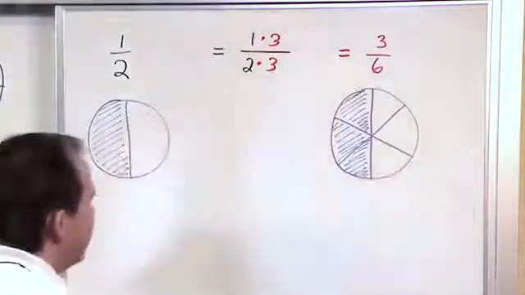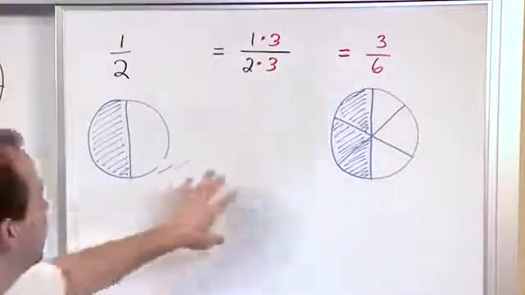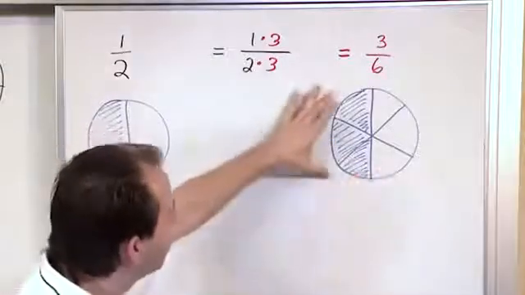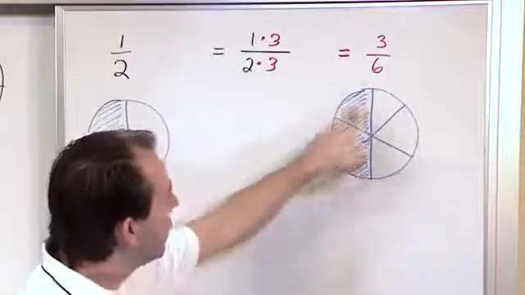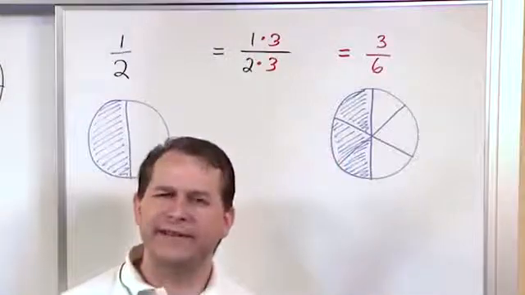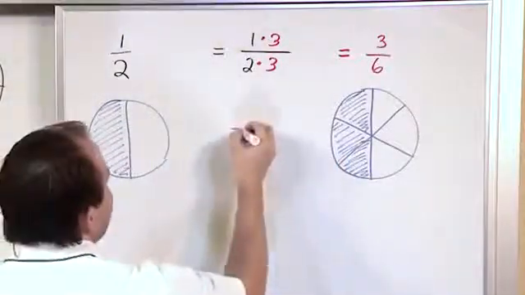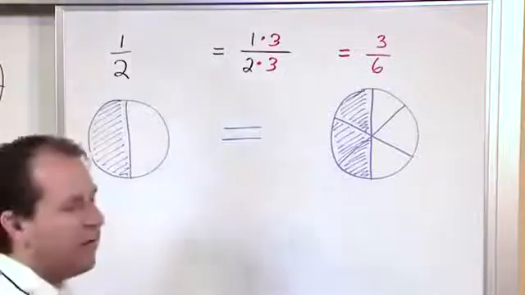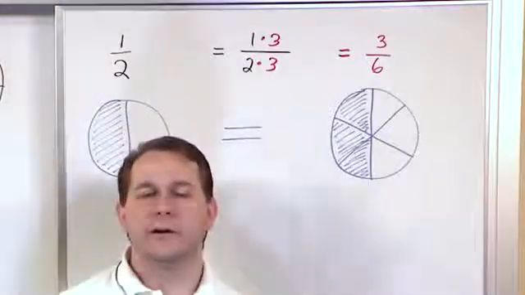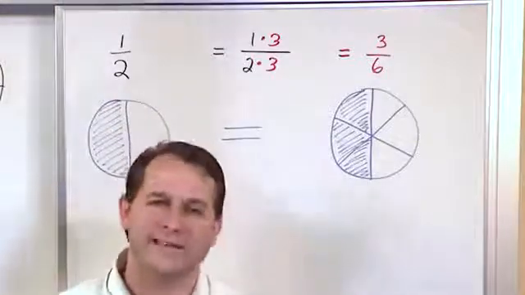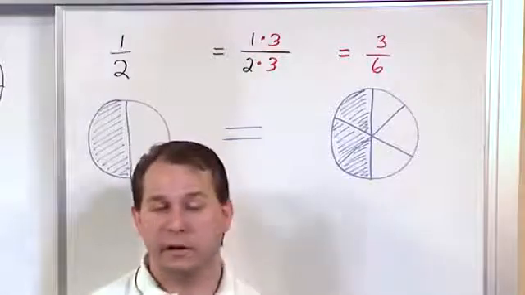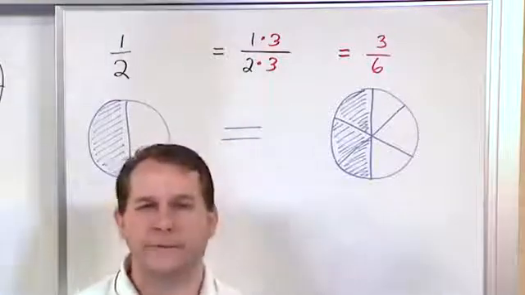And I think you can see by comparing these two fractions that this is actually half of the pizza. Even though it's 3 pieces out of 6, it represents the exact same thing as 1 piece out of 2. So you can't always tell, just by reading the numbers, if it's the same or different as another fraction.